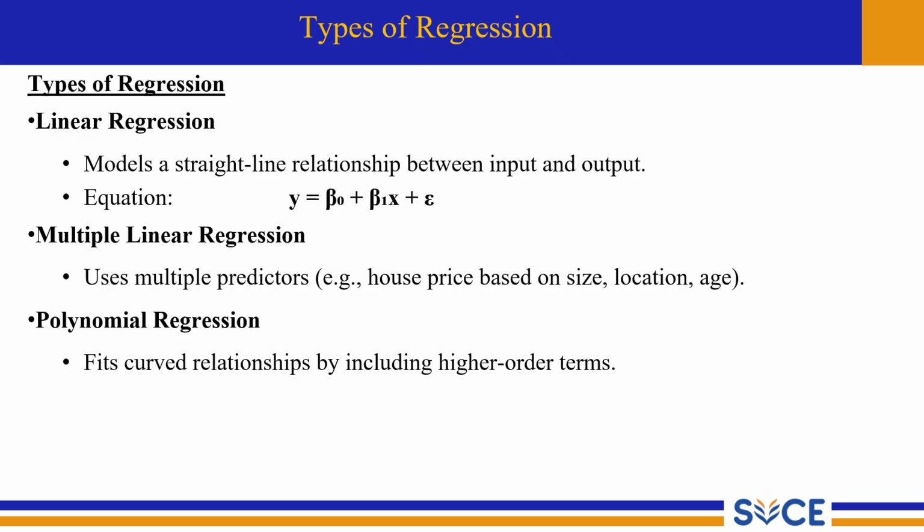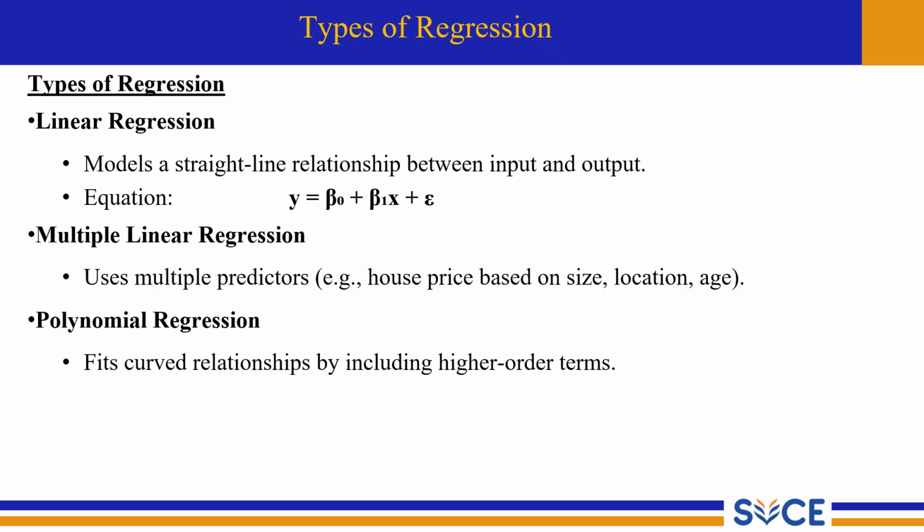Types of regression. Regression comes in several forms depending on the type of relationship we want to model. Let's look at three of the most commonly used types. First, linear regression. This is the simplest form where we assume a straight line relationship between the input variable and the output. Its equation is y = β0 + β1x + ε, where β0 is the intercept, β1 is the slope, and epsilon represents the error. So linear regression is easy to interpret and widely used for basic predictions.